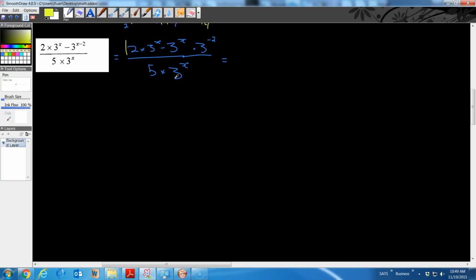So that's kind of like having 2k squared minus k. What you do is you take a k out, right? 2k minus 1. So we're going to do that same thing, except we're not going to take a k out. There's a 3 to the x in each term, right? That's what we're going to take out. We're going to take out a 3 to the x, and what we'll have left is 2 times 3 to the x, negative 2 to the power of negative 2. And this is 5 times 3 to the x.